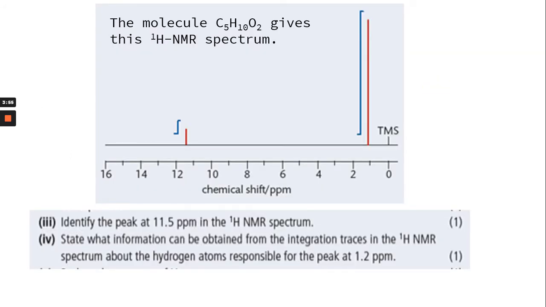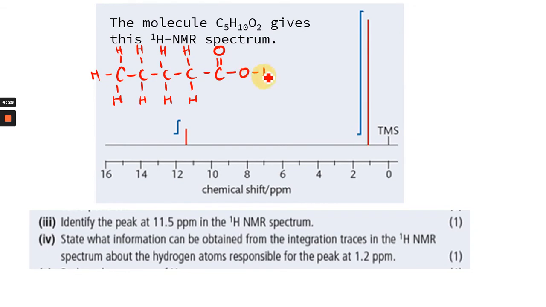So here we have a question, an example. We have C5H10O2. So if we draw that out, you would have 5 carbons, 10 hydrogens, so that's 9 hydrogens. I still have 1 hydrogen and 2 oxygens left. So that means 1 oxygen is double bonded and then the other is single bonded with the other hydrogen. So we have a carboxylic acid.